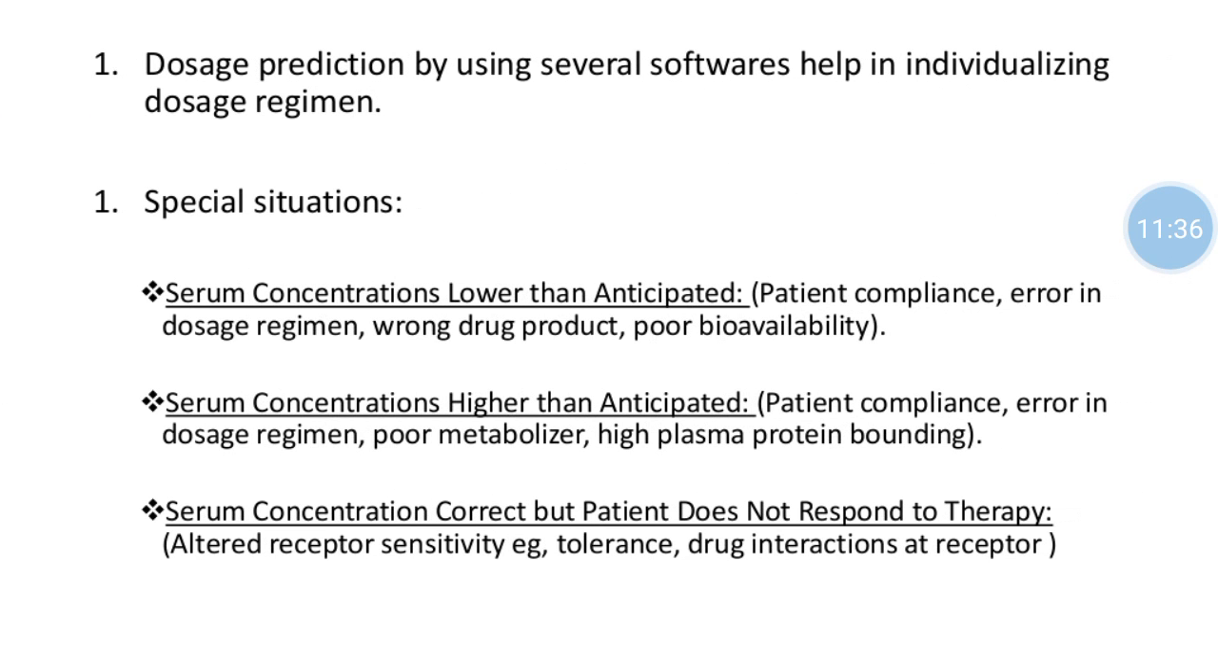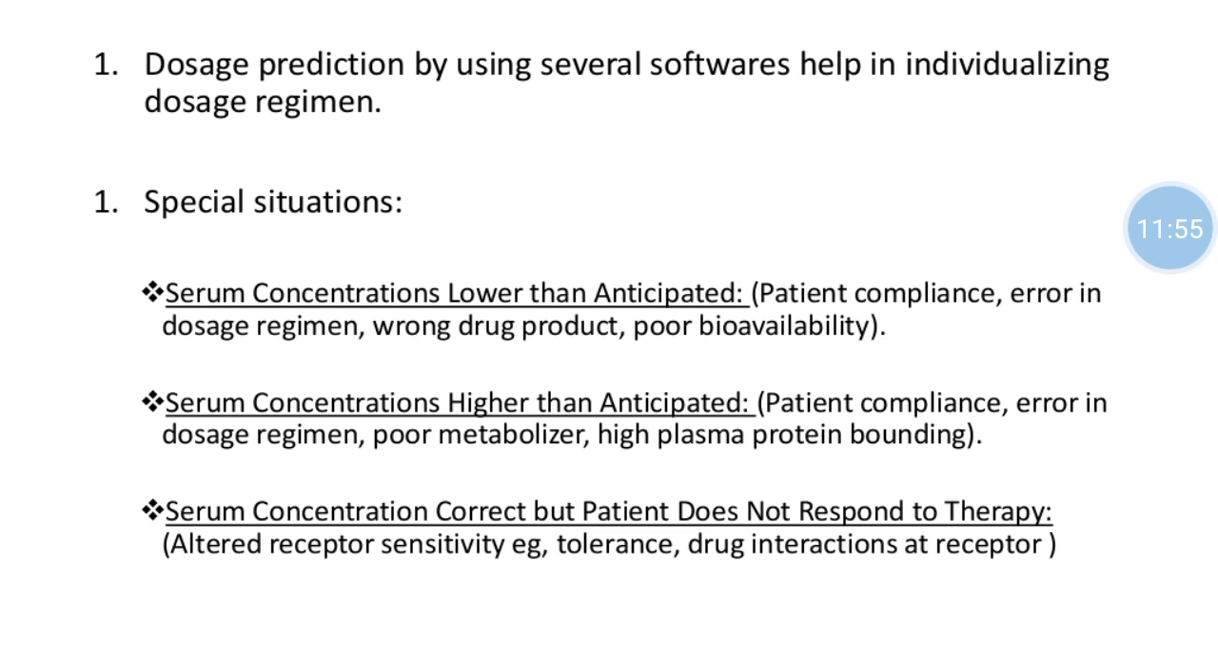Then dosage prediction is done by using several software programs to help with individual dosage. For each individual, different patient, you should check the regimen and change the doses. How can you change them, and what are the special situations in the software? They are given as follows.